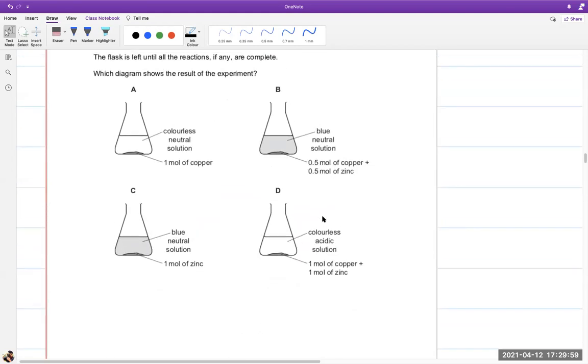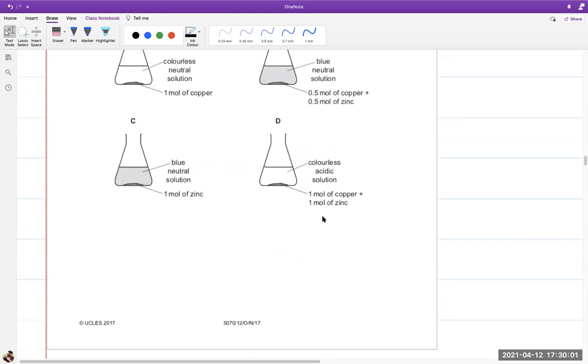There's one thing that's produced that they haven't shown. It's going to be hydrogen gas, which goes away.